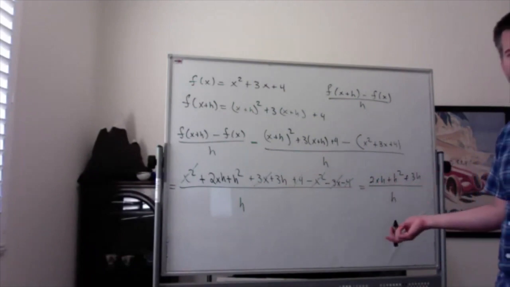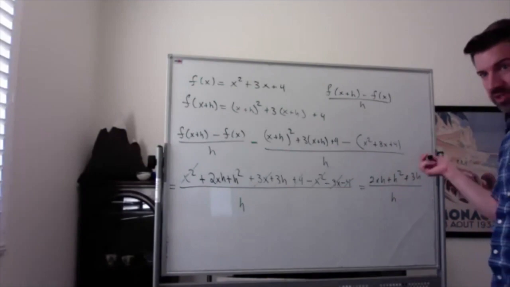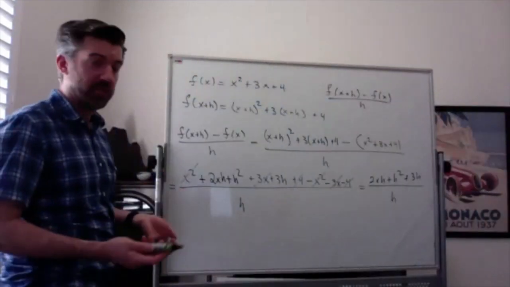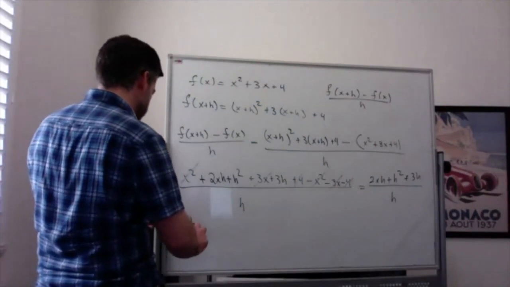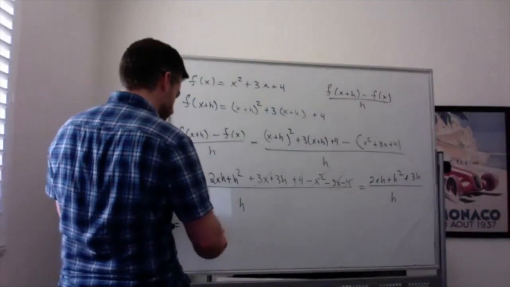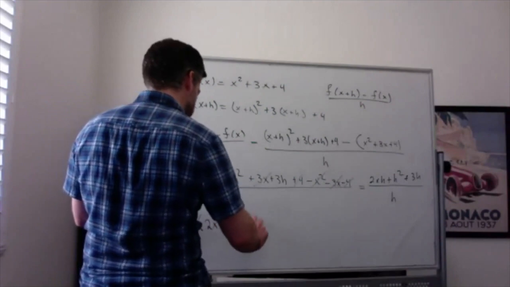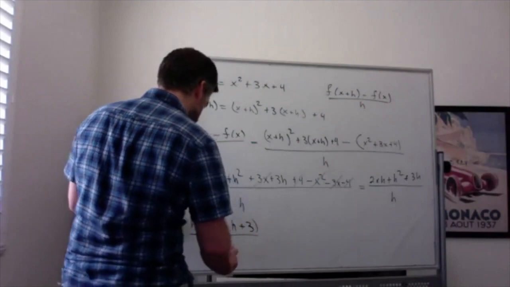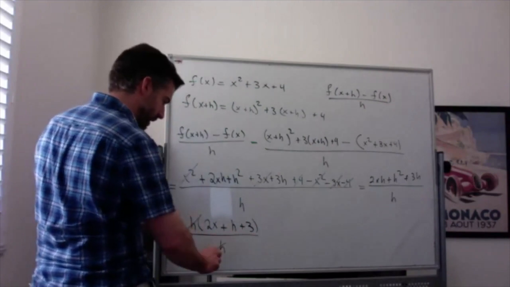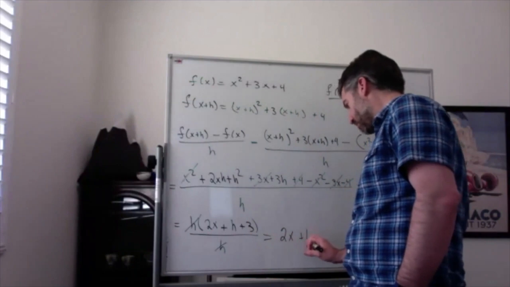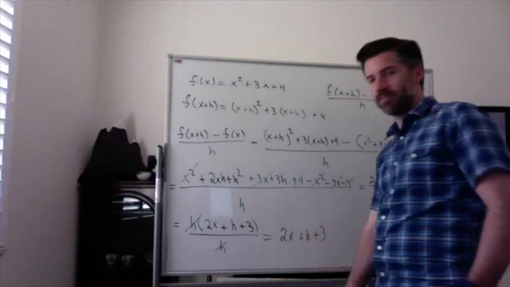And some people at this point like to just divide each thing by h. I think that's fine, but I usually prefer to factor out an h from the numerator. This is going to be h times 2x plus h to the first plus 3, all over h. And then we can cancel this h and that h to be left with 2x plus h plus 3.